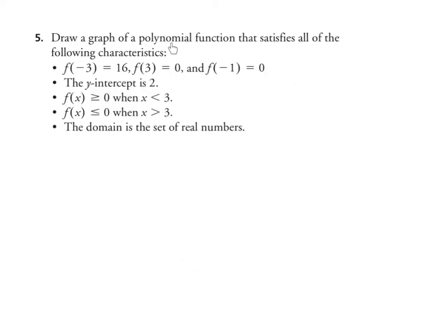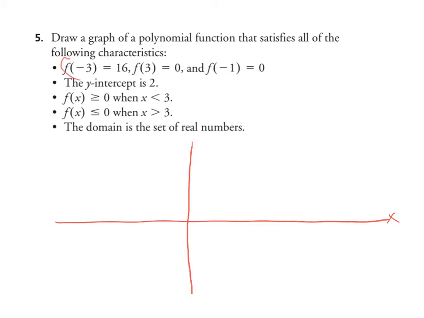All right, draw a graph of a polynomial function that satisfies all of the following characteristics. All right, let's start it off. I'm going to draw my axes. We got my x, and I want to put y, but it looks like we're talking about f of x. All right, so f of negative 3, so let's put a negative 3 here. When x is negative 3, f of negative 3, which is y, is 16. Let's go 16, put it right here, and we know that this is a point.